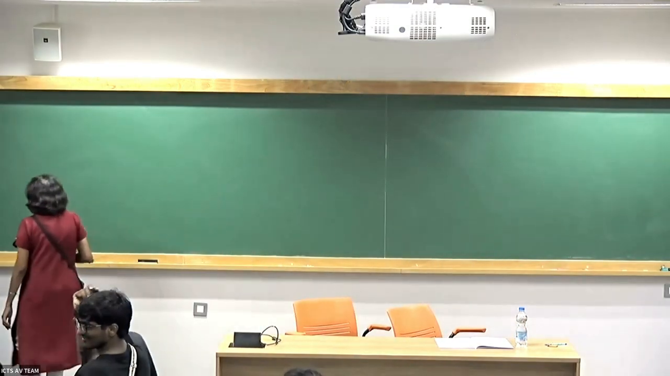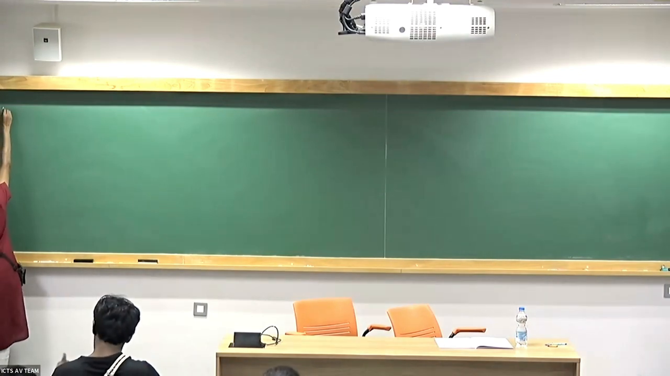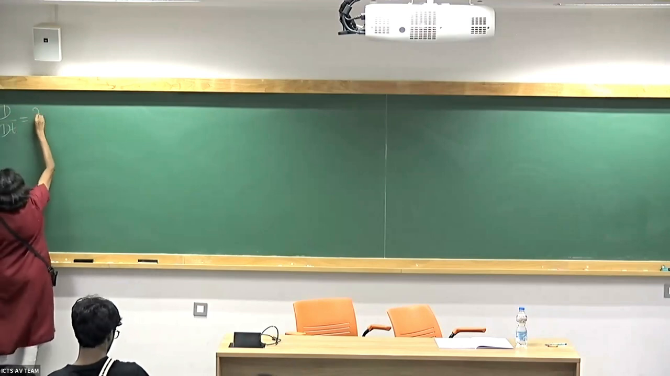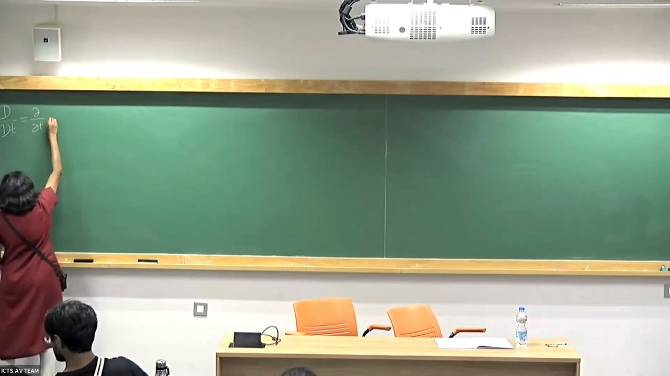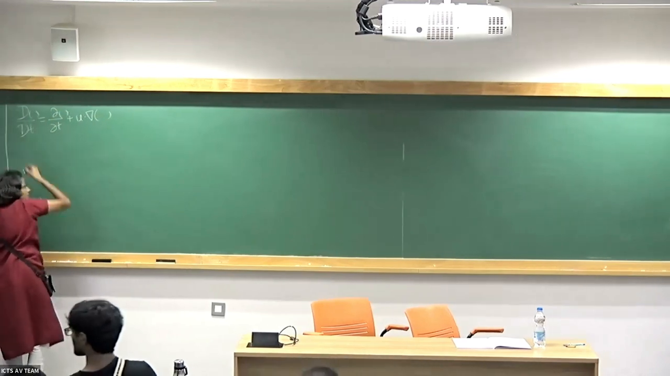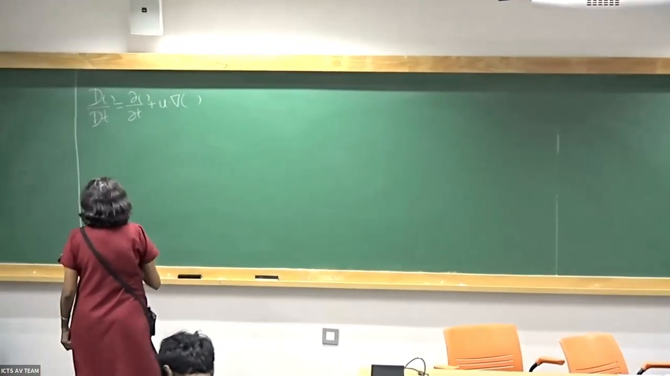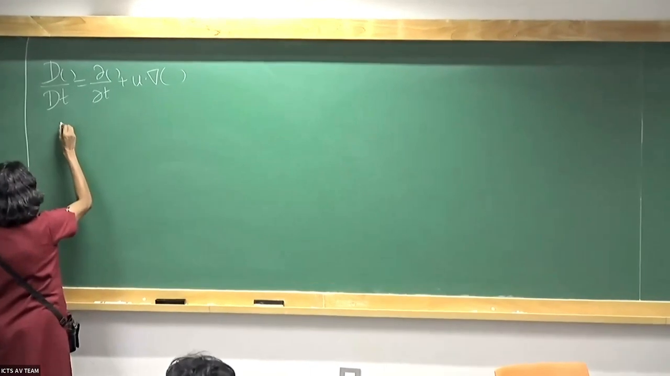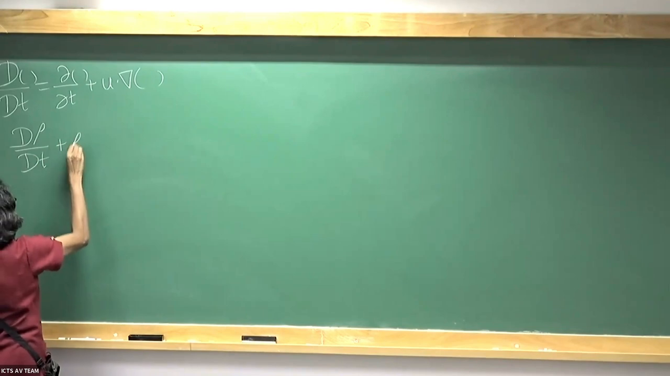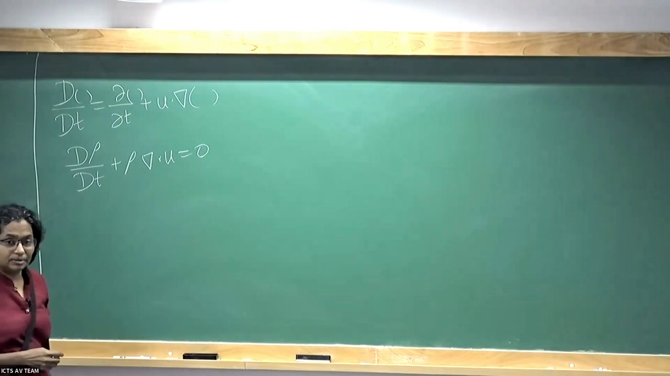So in the last class, what were we talking about? We first derived the Lagrangian derivative, where t is time and u is the velocity. And then we talked about the continuity equation, which we derived to be del rho by del t plus rho del dot u equal to zero, where rho was the density and u is the velocity.